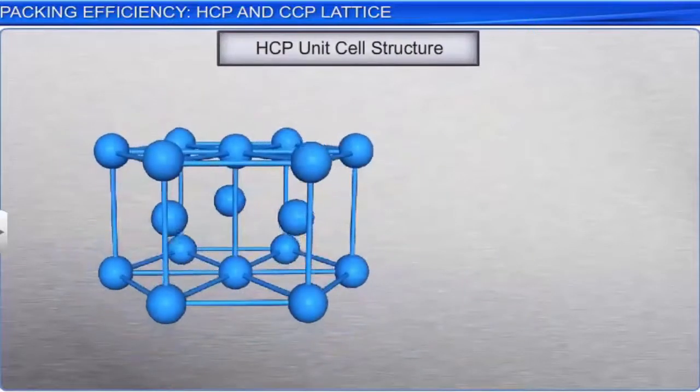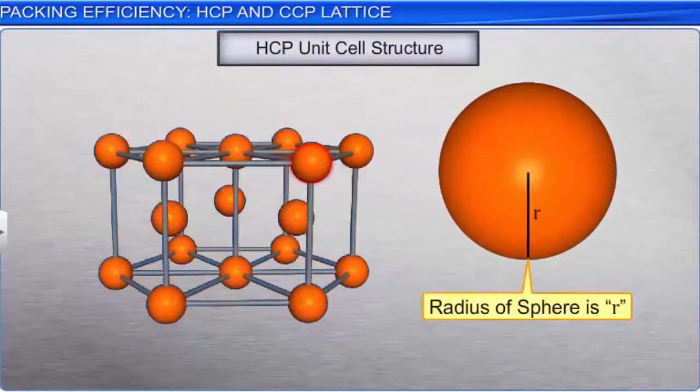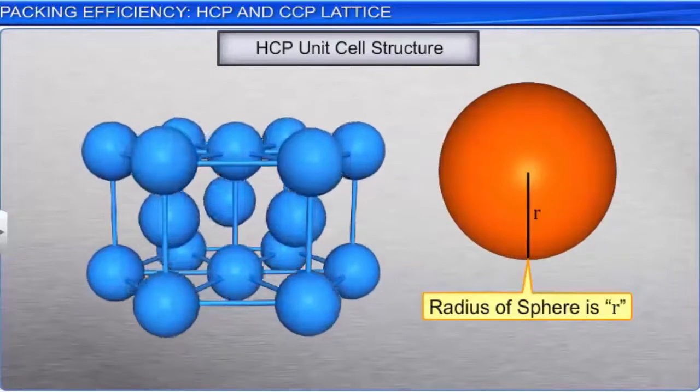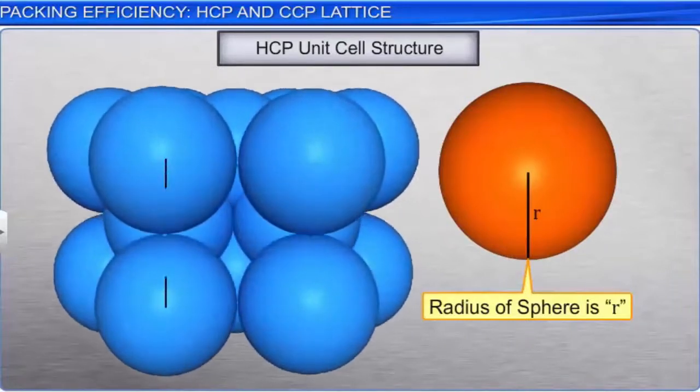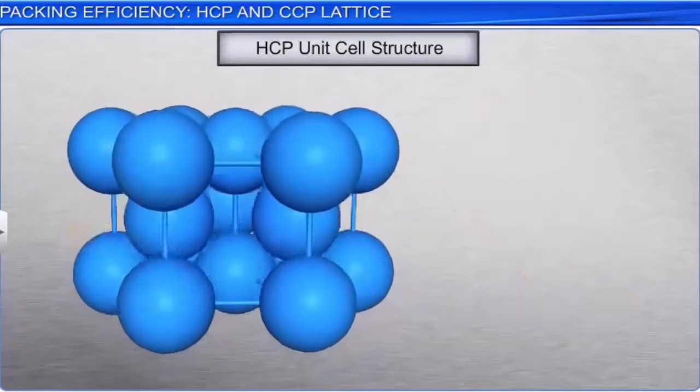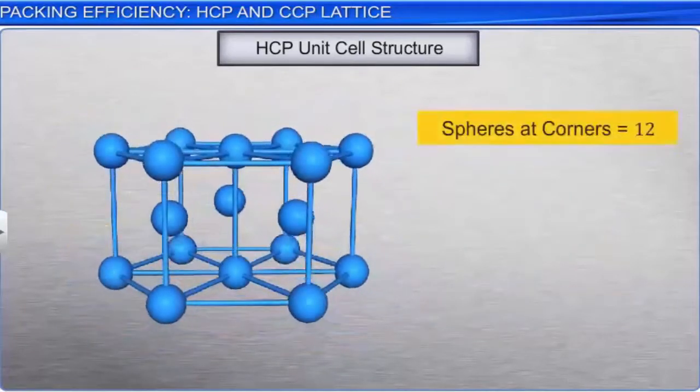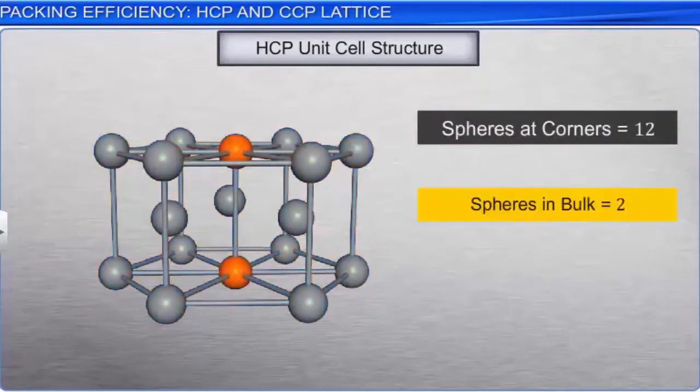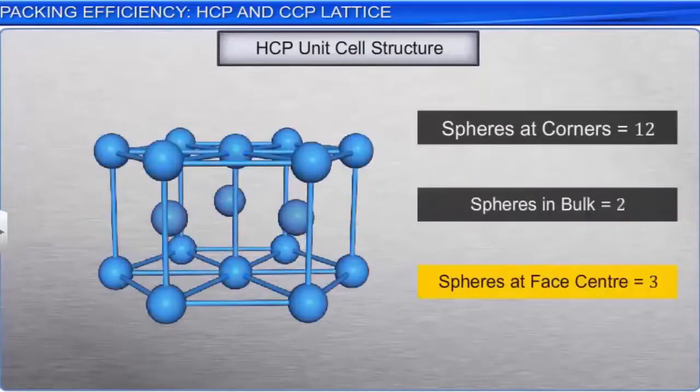Each unit cell has 17 spheres with radius r, and edge length of unit cell 2r. Among these, 12 spheres are at the corners of 2 hexagons, 2 spheres at the center of the 2 faces, above and below, and the remaining 3 in the middle of the unit cell as shown here.